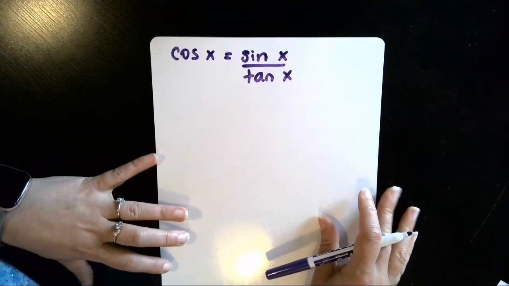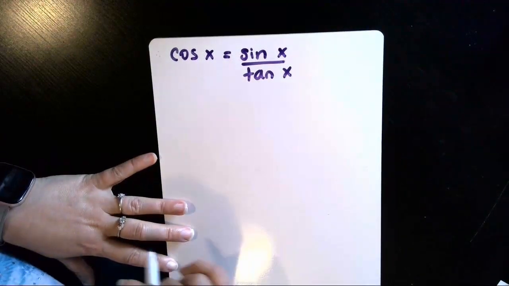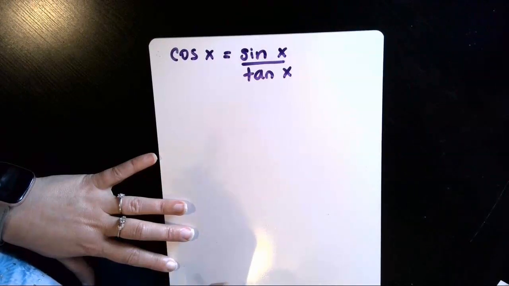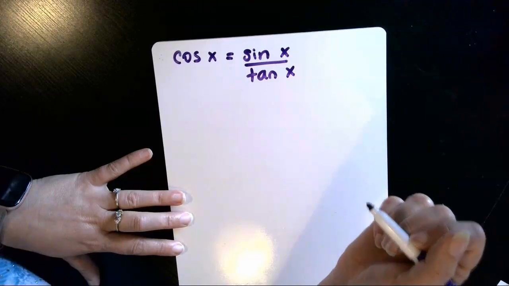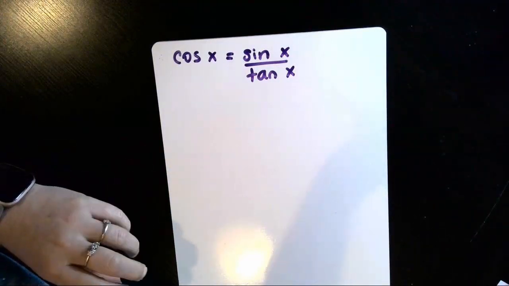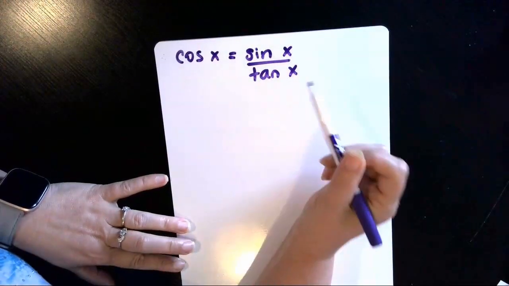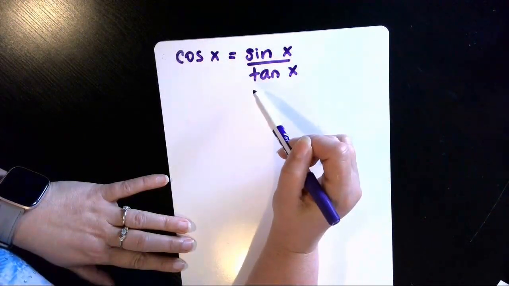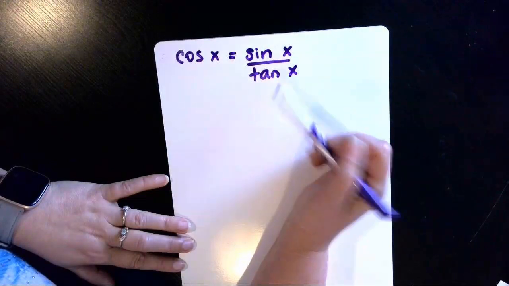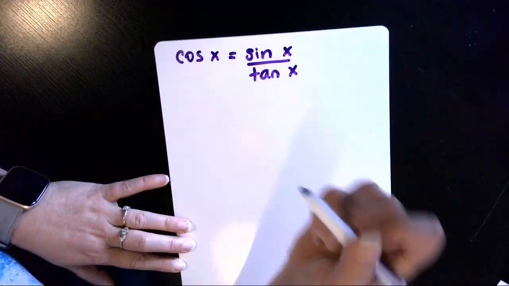Okay, so before we take a look at the math lab for the trig identities hexagon, I just want to walk through a simple trig identity so you get a feel for why this hexagon is so powerful. So the identity that we want to verify is that the cosine of x is equal to the sine of x divided by the tangent of x.